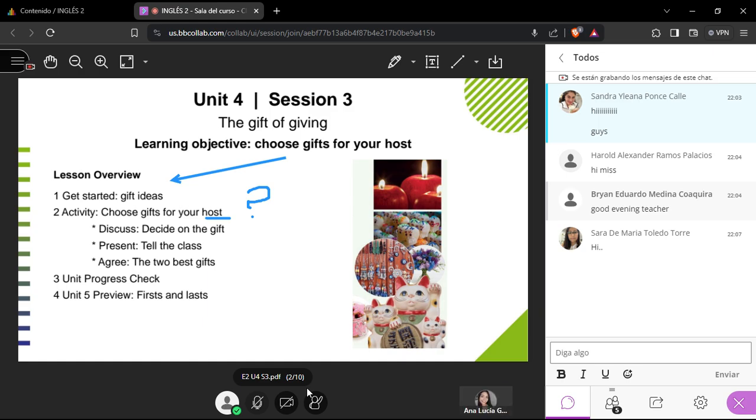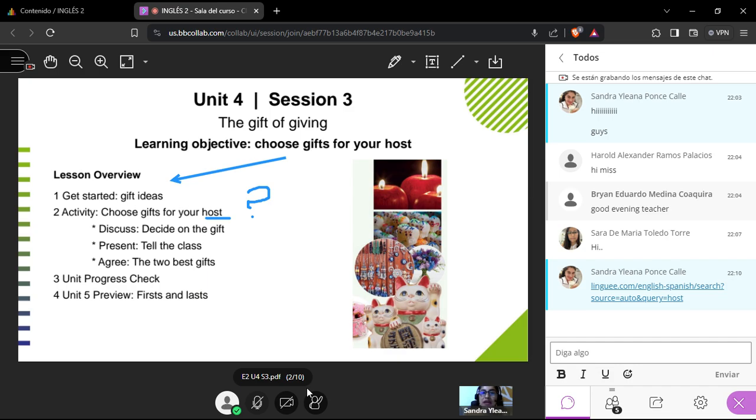Anfitrión. Right, exactly. So we are going to look for the word in the Lingua Dictionary. In the Lingua Dictionary, there are more synonyms, right? One moment, please. Yeah, here it is. Host. All right, I'm sharing the meaning of the word using the Lingua Dictionary. As you can see, host, and there are examples in English and of course in Spanish.